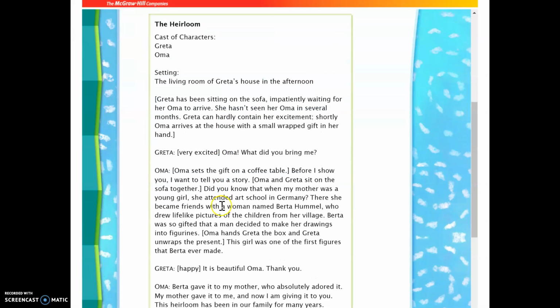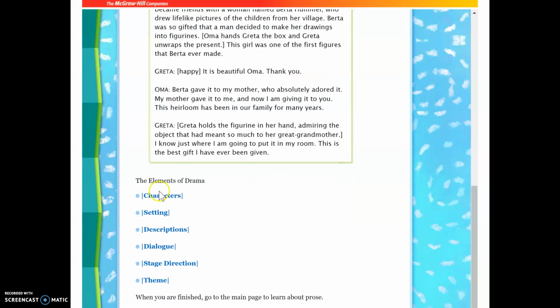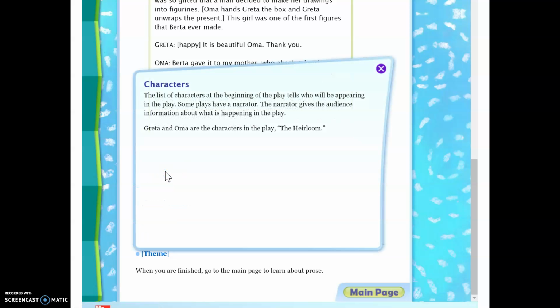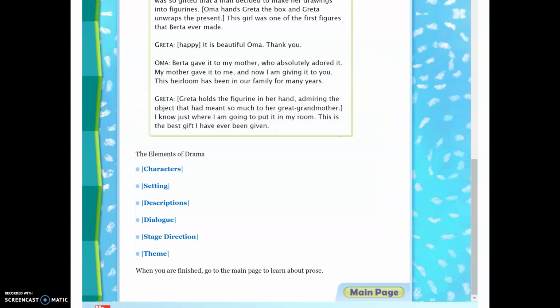So the first element would be, scroll on down there, it has a list of characters. The list of characters at the beginning of the play tells who will be appearing in the play. Some plays have a narrator. The narrator gives the audience information about what's happening in the play. So in the example they give called The Heirloom, Greta and Oma are the characters in the play. So we're going to take notes on that.